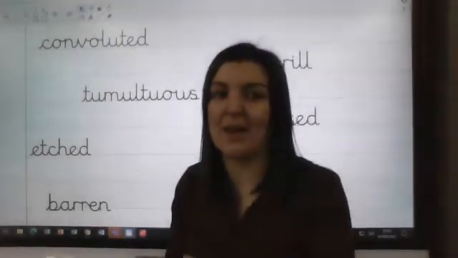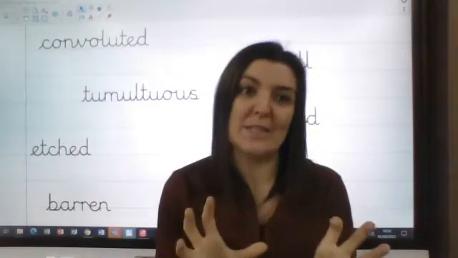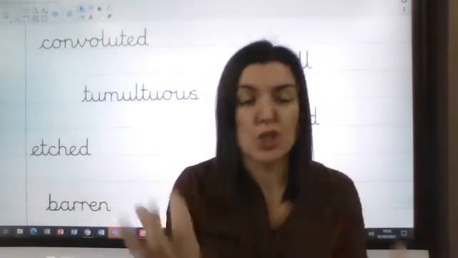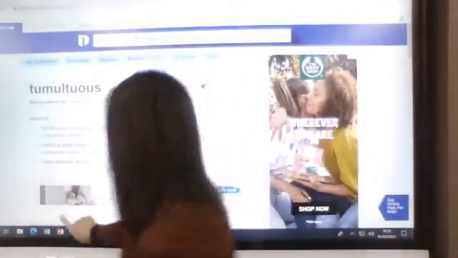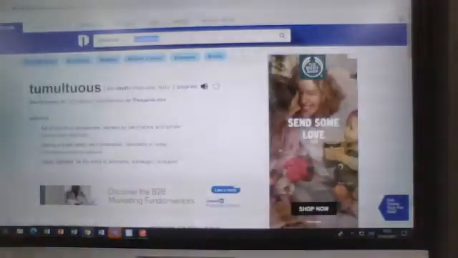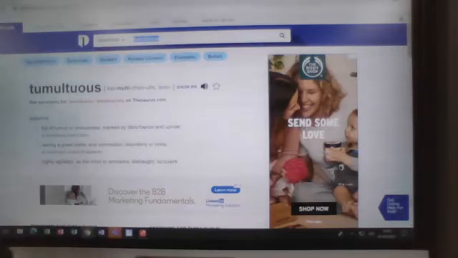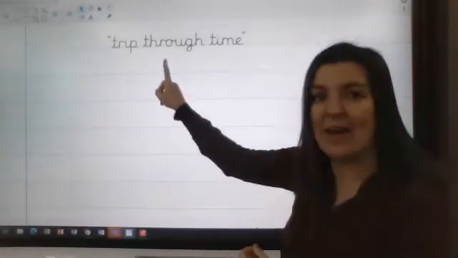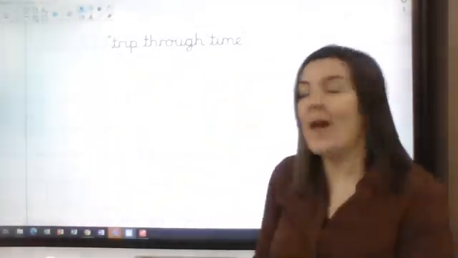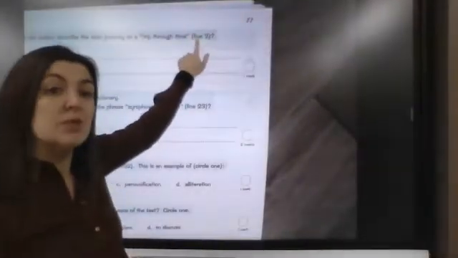Okay, so we should have had a good go at that now. Like I said, we're focusing on purpose today, why a writer has chosen certain language or phrases to use in the text. So the first question in your comprehension today picks out the phrase "trip through time." It asks why the author describes the train journey as a trip through time, and it tells you it's on line 2, so that you make sure you are using the correct part of the text.